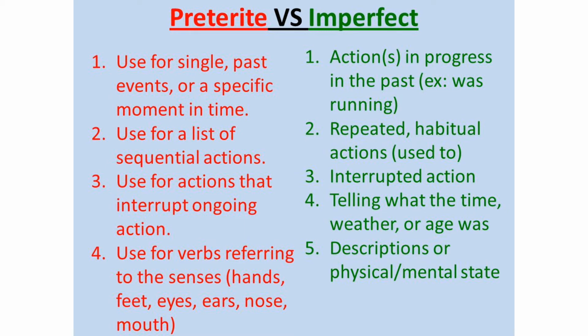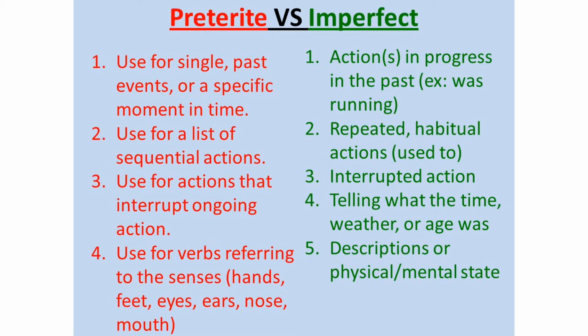Number 2. Use for a list of sequential actions. If preterite is a specific moment or a specific action, you can't list continual actions. You can't list something that you haven't completed. You can't say, I was showering, I was eating, I was playing. No. I showered, then I played. You have to be able to finish something first before you can move on to the next action.